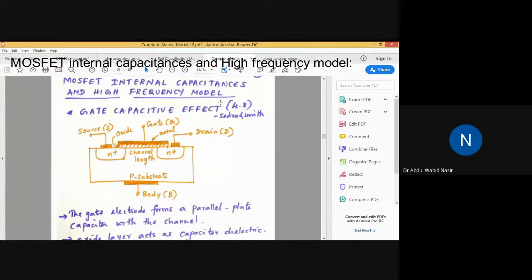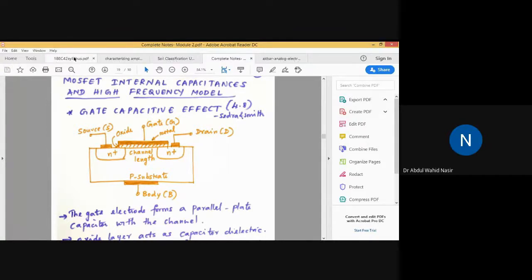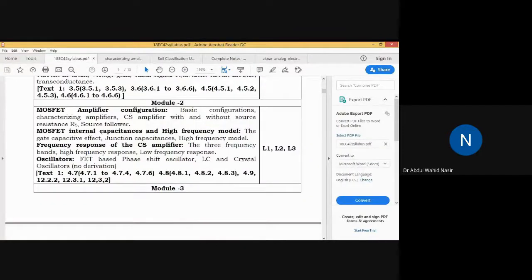Today we'll be seeing the second part of module 2. If you see here, what is the syllabus? The second part of module 2 is MOSFET internal capacitance and high frequency model. So this will be the topic that we'll be discussing today.